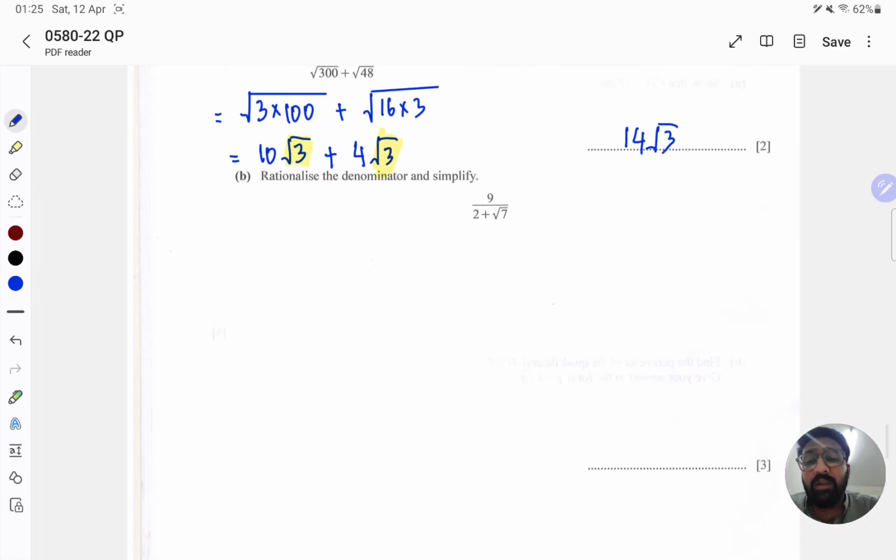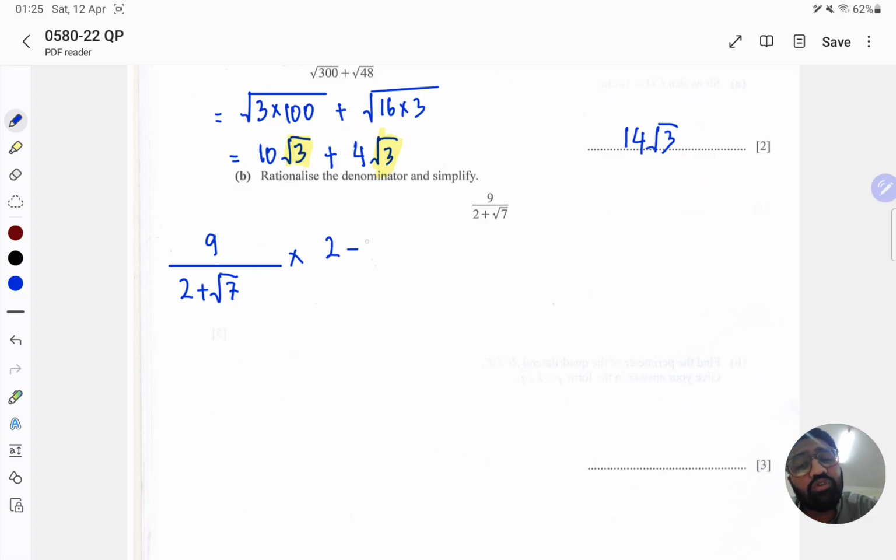Question number 20, part B. He's asking you to rationalize the denominator and simplify. So if you have a fraction like this and he asks you to rationalize, you are always going to look at the denominator, and whatever is the denominator, you are going to multiply by its conjugate. Conjugate means that the sign of the square root portion needs to be changed.